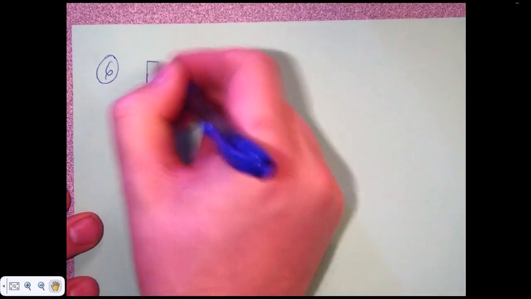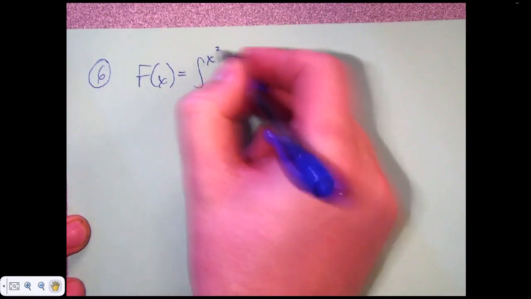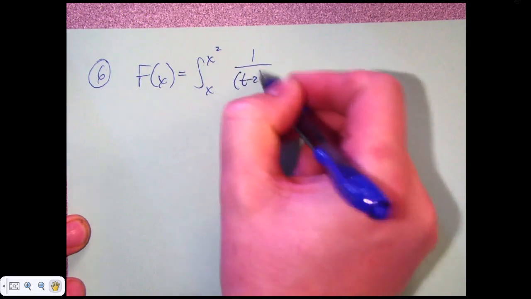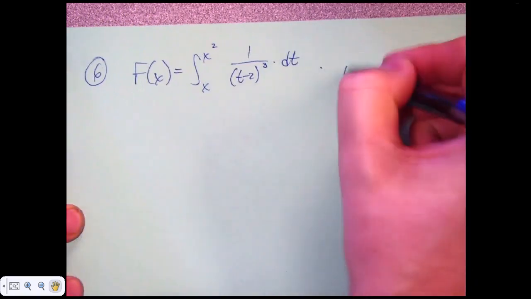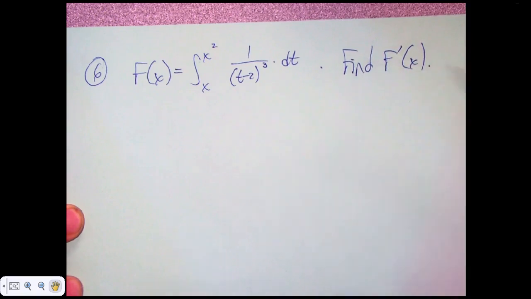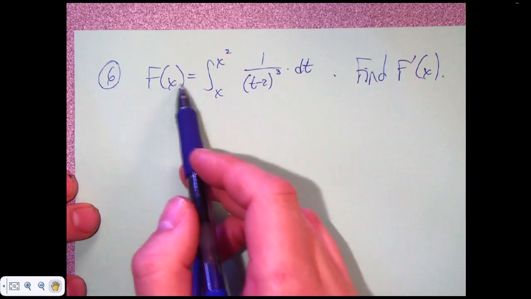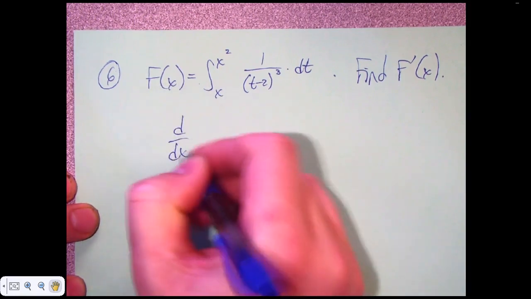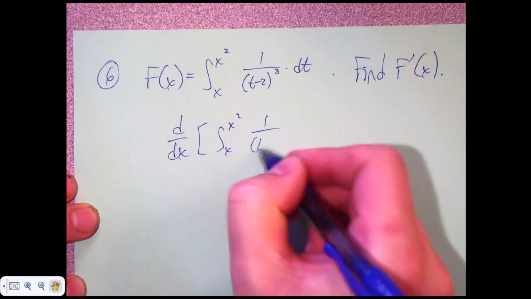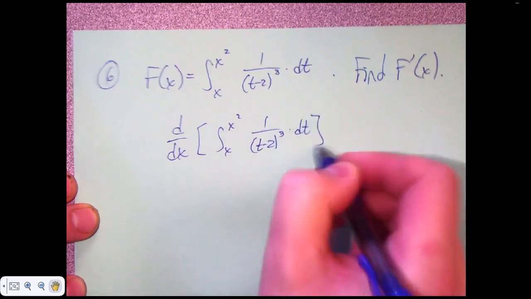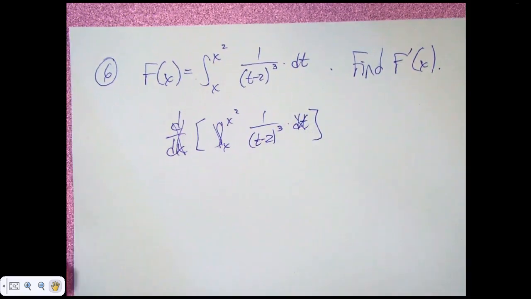Number 6, so they give me that f of x equals the integral from x to x squared of 1 over t minus 2 cubed times dt, and then they ask me to find f prime. So they're giving me an integral and asking me to find the derivative. They're asking you to differentiate an integral. So in class, I recommended writing them like this. So the derivative of the integral. And then, remember the derivative and the integral part wipe out. And this dt is technically part of the integral part, so that's gone too.